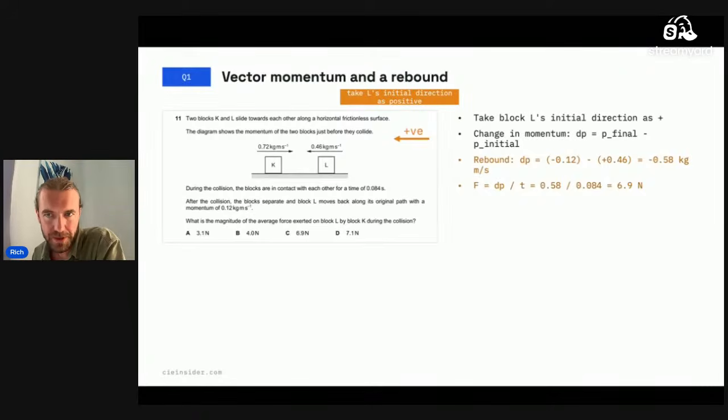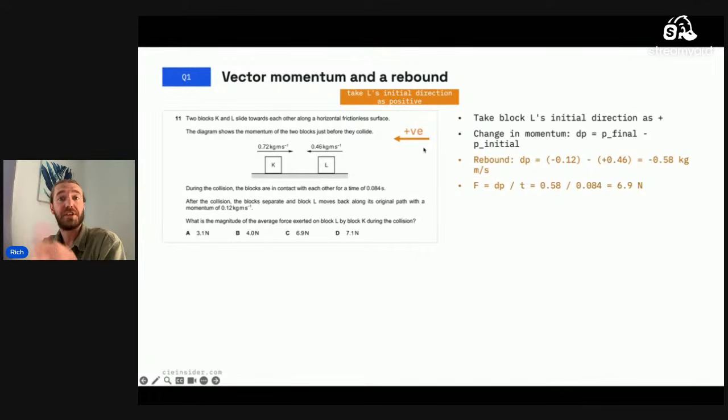Okay, so this is what we're looking at. We're looking at the change in momentum, which is delta P, which is equal to the final minus the initial. So the final momentum in this case, taking into account our signs and our direction, is minus 0.12 minus positive 0.46. So you're going to end up with 0.58 kilogram meters per second as the magnitude. The minus just tells us that it is going in the opposite direction to the way that I've flagged it at the start.